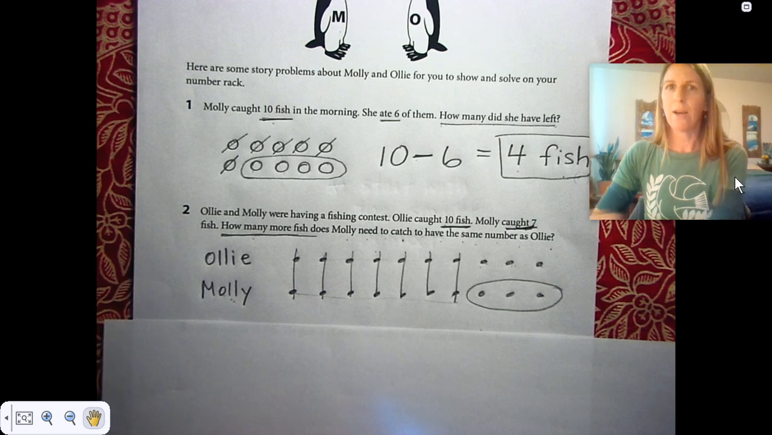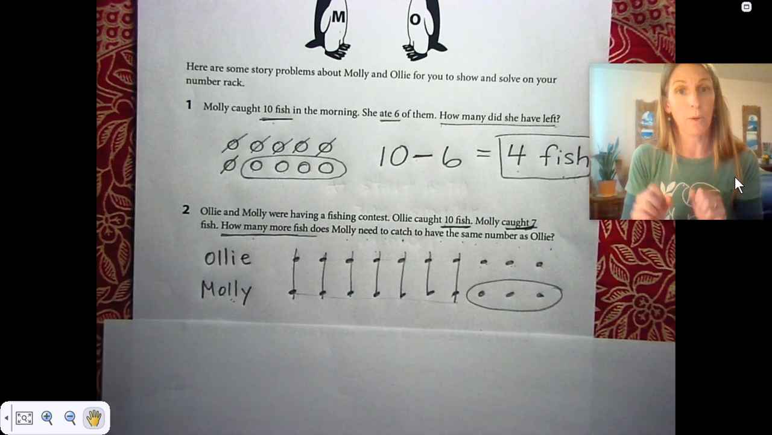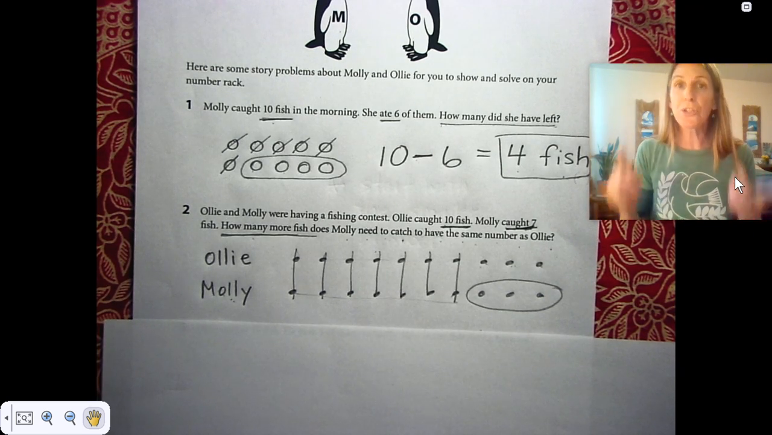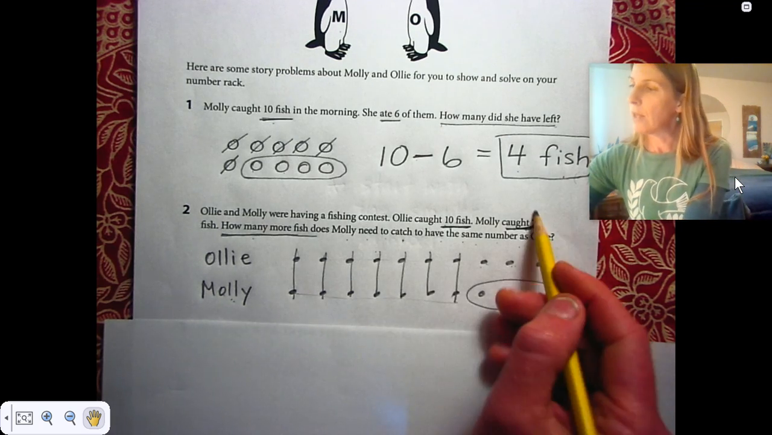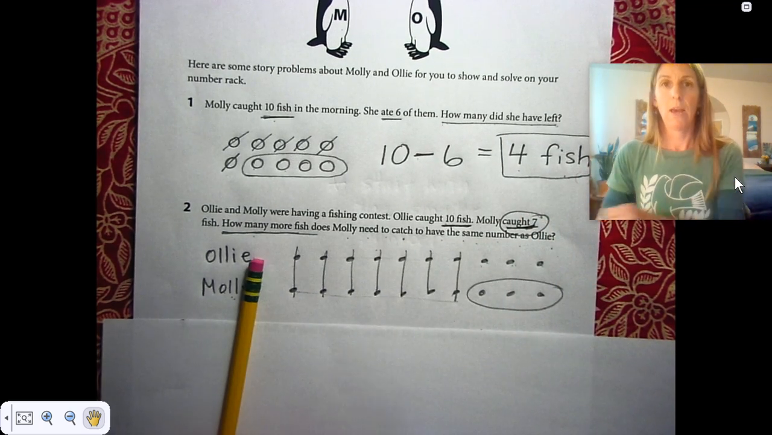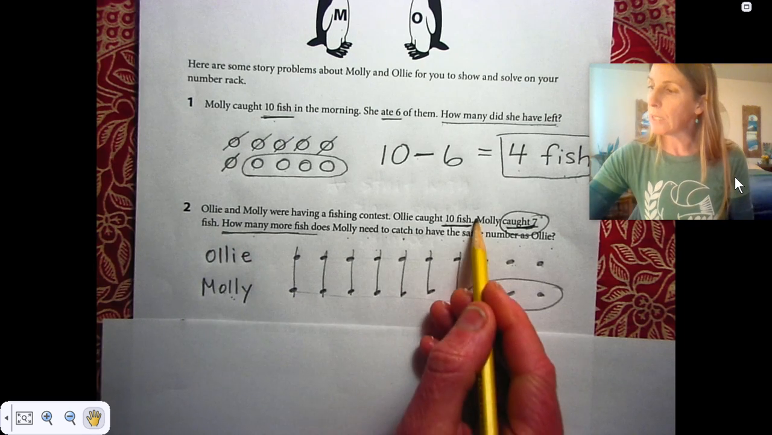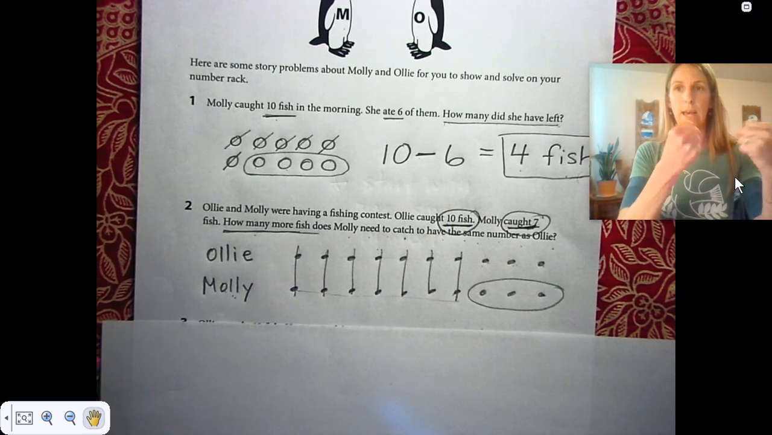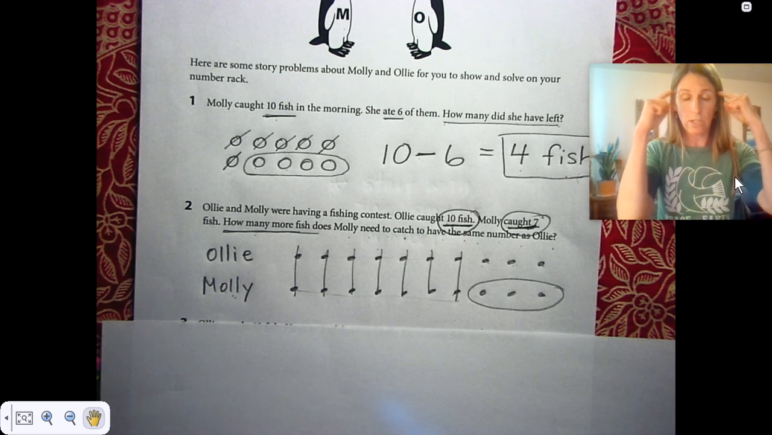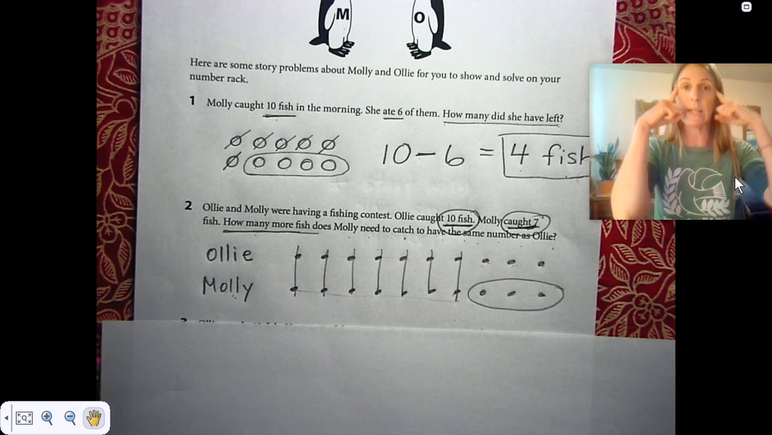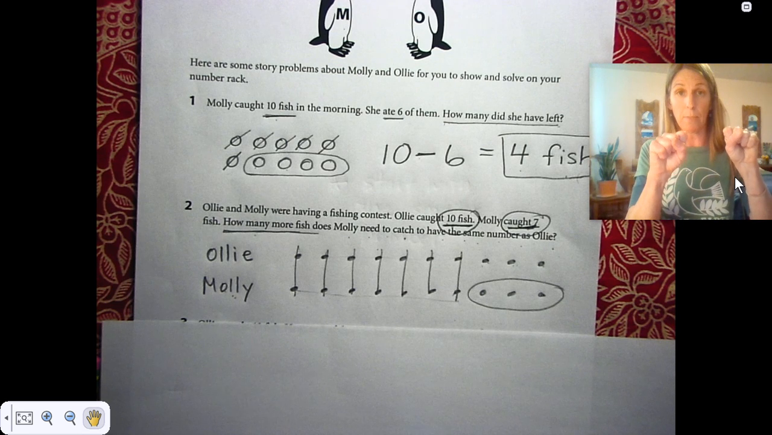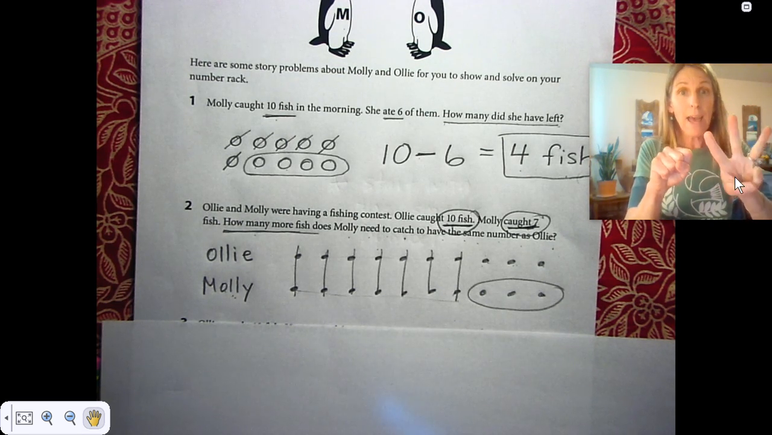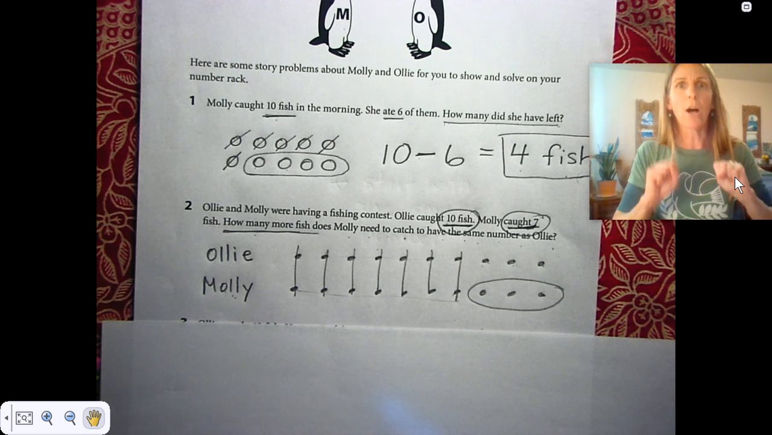You know what? Counting up is super easy with your fingers. So you start with the smaller number. That's the 7. And you count up until you get to the bigger number, which is 10. So I start with 7. I don't show 7. I just start with 7 in my brain. I think 7, and then I'm going to count up. 7, 8, 9, 10. How many more? 3 more.